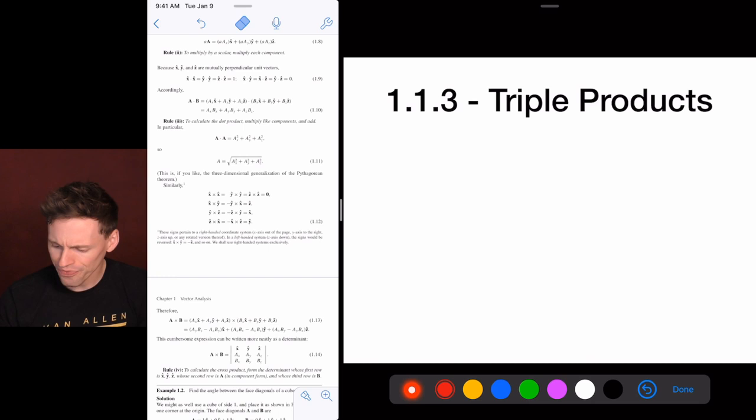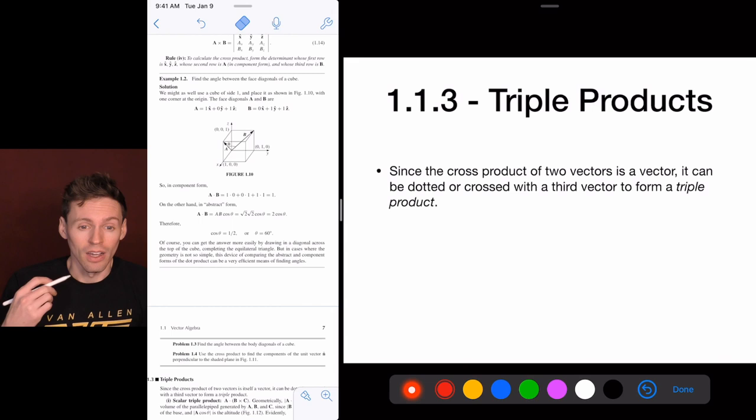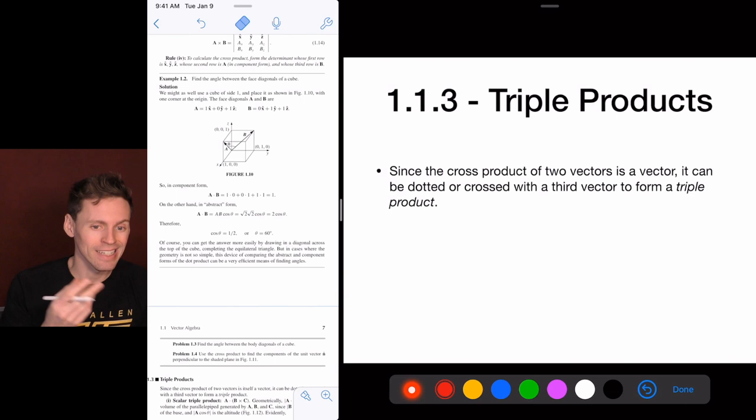Okay. So triple products. Since the cross product of two vectors is a vector, A cross B is some new vector, C, it can be dotted or crossed with a third vector. And that's what is called a triple product. So you can do A dot B cross C or A cross B cross C.